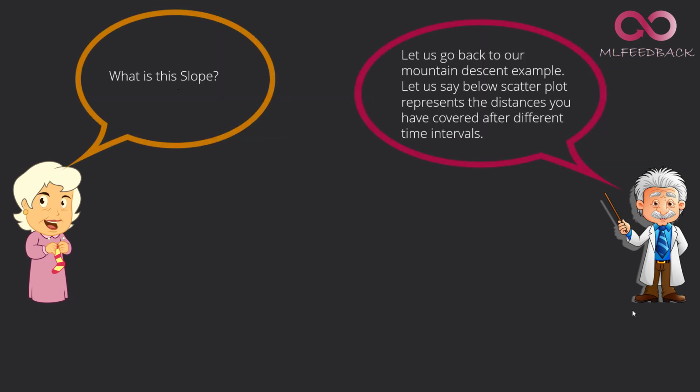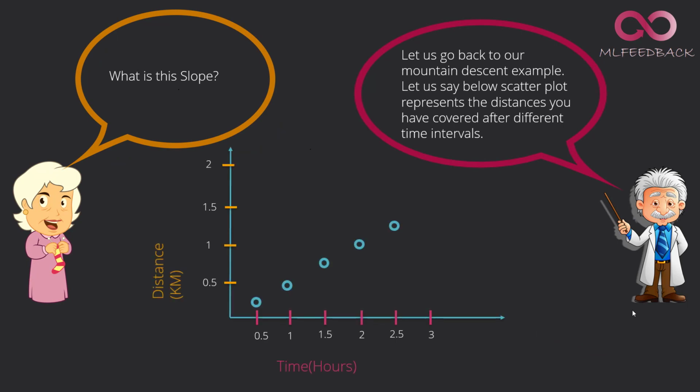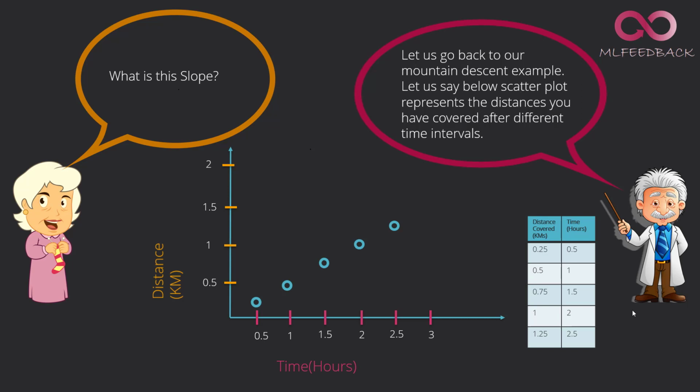Granny asks. Albert says, let us go back to our mountain descent example. Let us say the below scatter plot represents the distances you have covered after different time intervals. After half an hour, you covered 0.25 kilometers. After 2 hours, you covered 1 kilometer. And you can plot a line. You can see that the c value in this case will be 0 because it is passing through what we call the origin, which is you have not covered any distance at time 0. You didn't have any head start.